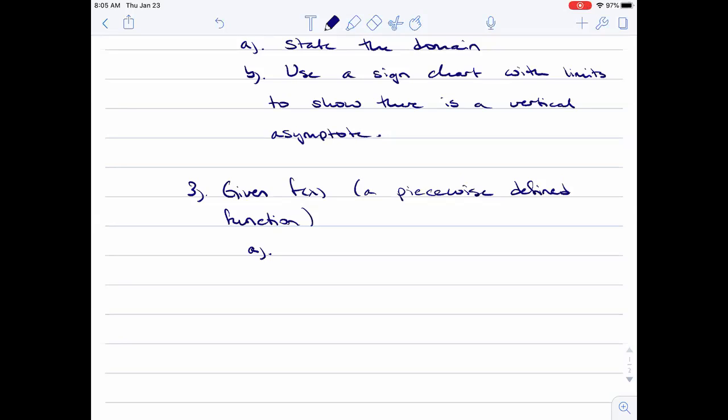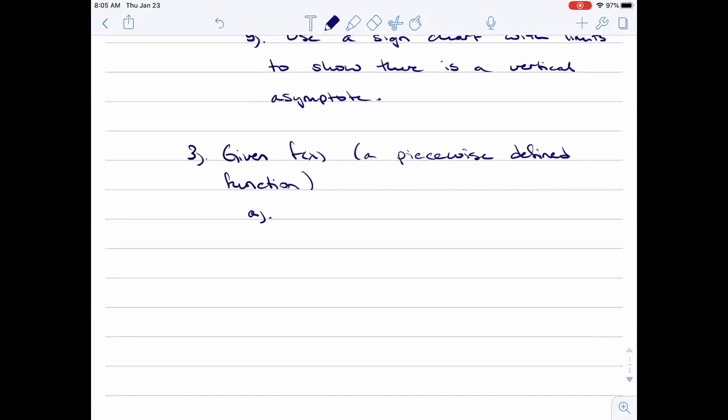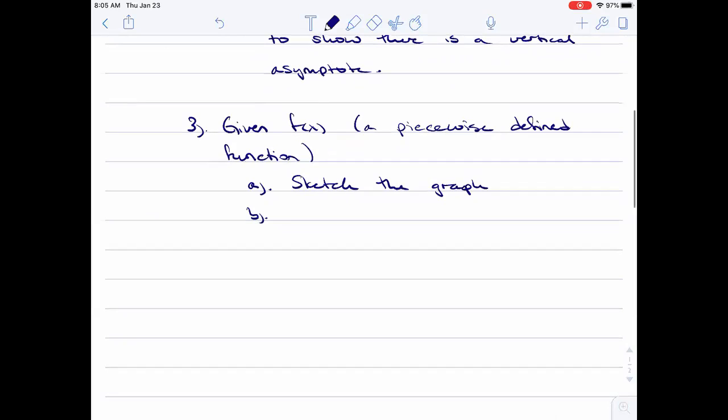The reason you want to have the sketch, we've seen, is that it's way easier to figure out what limits are if we know what the graph looks like. So sketch the graph, and then find limits using that graph, of course.